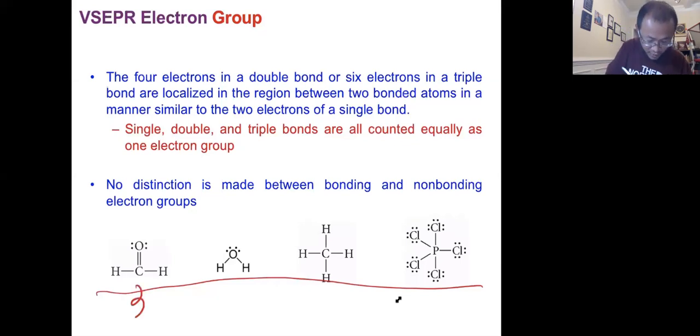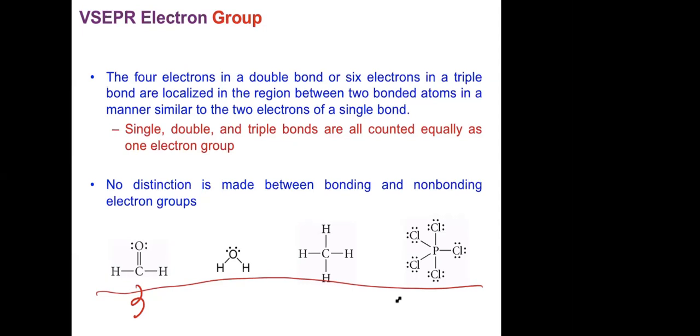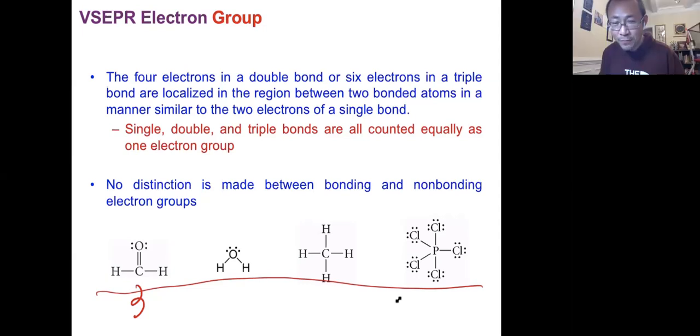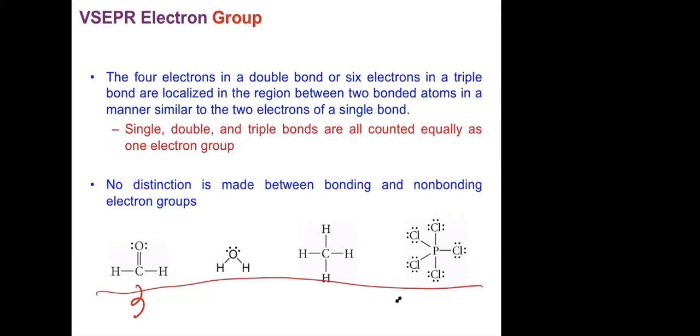Okay? 3 groups. Next, water. What's the central atom? We're running out of time, so we'll do it together. What is the central atom for water? Oxygen. How many groups? 2. Think about it. Not 2. We said a bond is one group. A lone pair is also a group. How many bonds do we have? 2 bonds. How many lone pairs? 2 pairs. So 2 pairs and 2 bonds. How many groups?